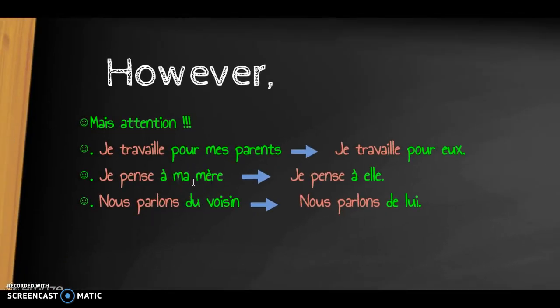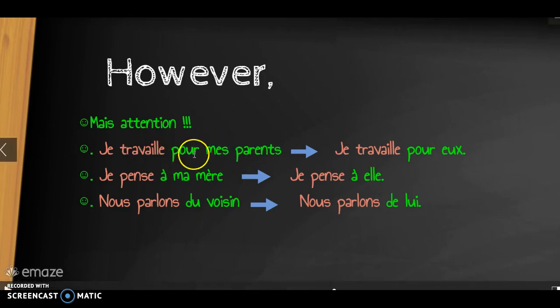Now, let's look at this exception. We know that almost in grammar, every rule has an exception, and this is one of them. You have to be careful when you are looking at certain verbs, d'accord? Such as here we have travailler pour, penser à, parler de, d'accord? When you are dealing with these type of verbs, you have to be careful which pronoun you need to use to substitute for those indirect objects.